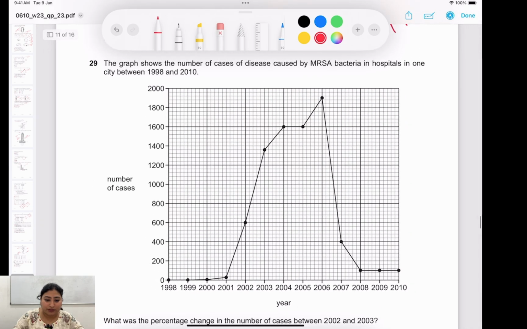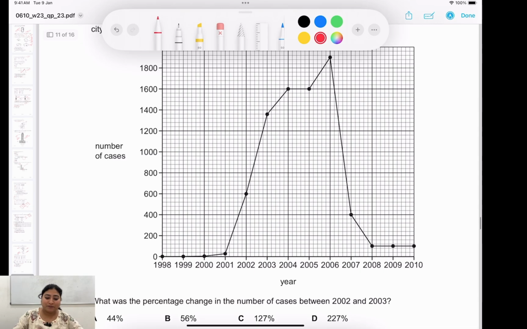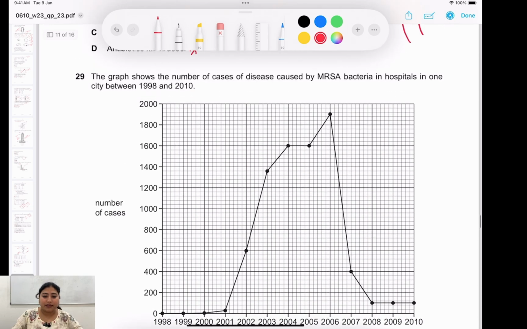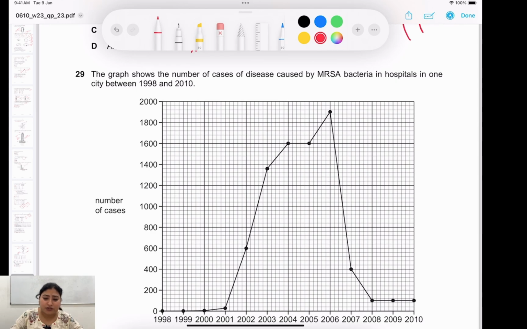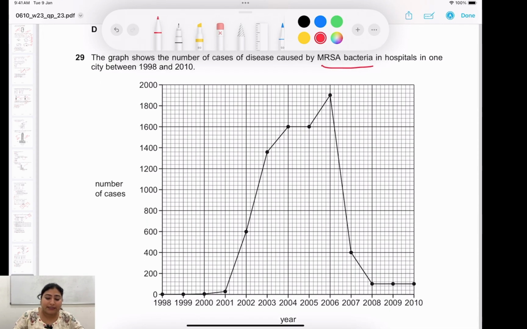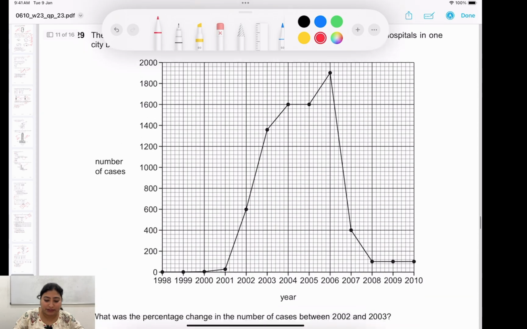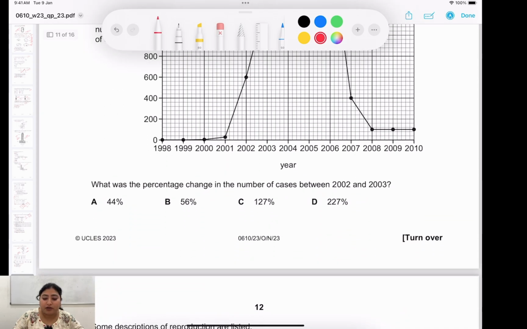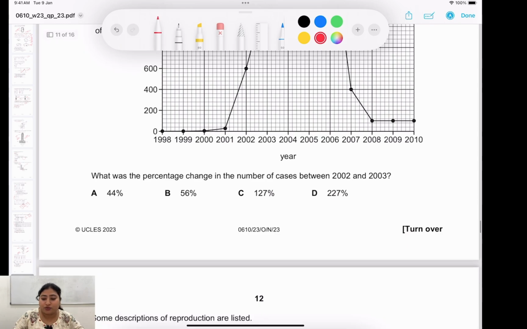I'll tell you one more thing. This question 29, you're going to need a calculator for this. Okay. Let's read the heading here. The graph shows the number of cases of diseases caused by MRSA bacteria. MRSA is methicillin resistant Staphylococcus aureus. It causes a kind of skin infection, and this is a type of bacteria which is resistant to a category of antibiotics. So MRSA in hospital in one city between 1998 and 2010. What was the percentage change in the number of cases between 2002 and 2003?